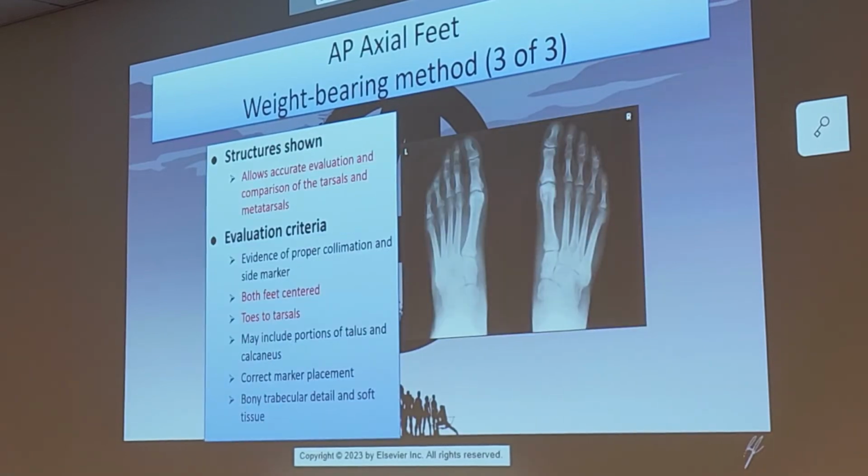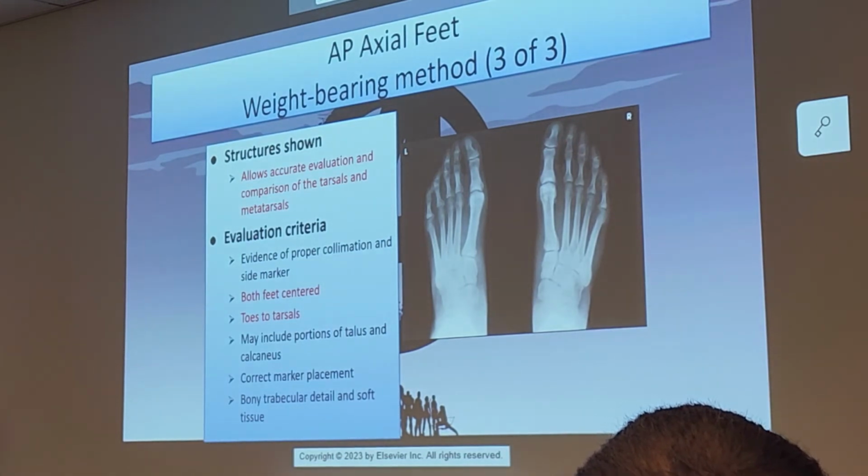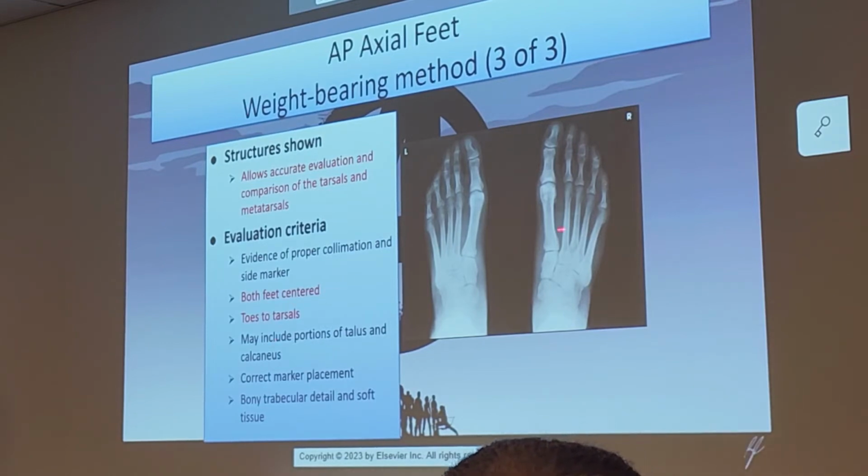Okay, so the structures shown allow accurate evaluation and comparison of the tarsals and metatarsals. This is why it's really important to have equal weight on both feet, to make sure there's a great comparison to look at. The evaluation criteria: proper collimation, and both feet centered, meaning centered at the third metatarsal. You want to see the toes all the way to the tarsal bones, which may include a portion of the talus and calcaneus, and correct marker placement.